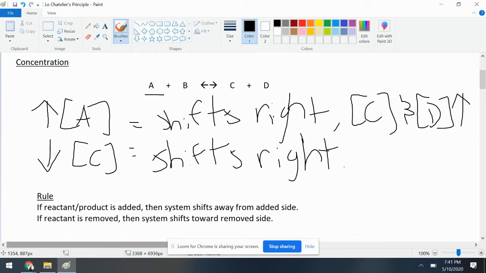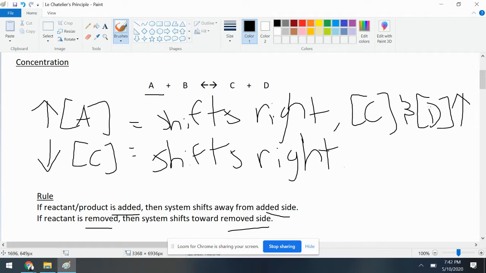So the rule of thumb when we're dealing with concentration is this: if a reactant or product is added, the system shifts away from the added side. If you remove a reactant or product, the system will shift towards the removed side. Just keep that in mind when we're dealing with concentration.